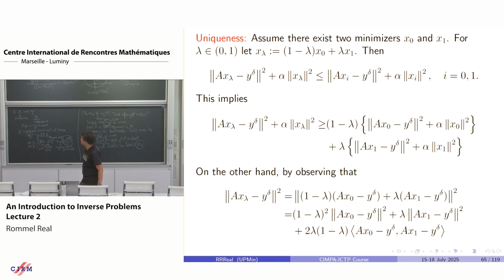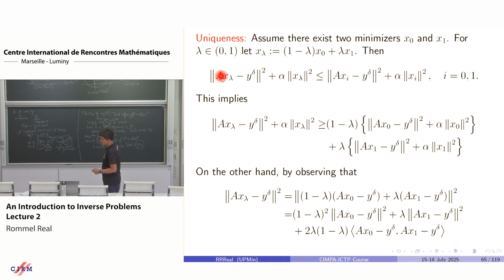Now, for the uniqueness, it's a very simple argument here. I won't elaborate much on this one, but the very spirit is that you show, as usual, suppose there are two minimizers, x sub 0 and x sub 1. Then for lambda between 0 and 1, we let x lambda be a convex combination of x sub 0 and x sub 1, as you can see here. It's a convex combination.